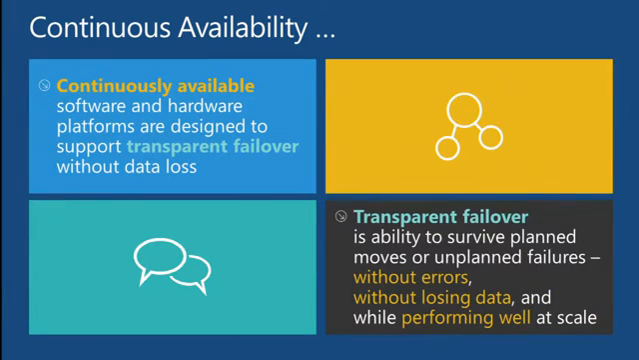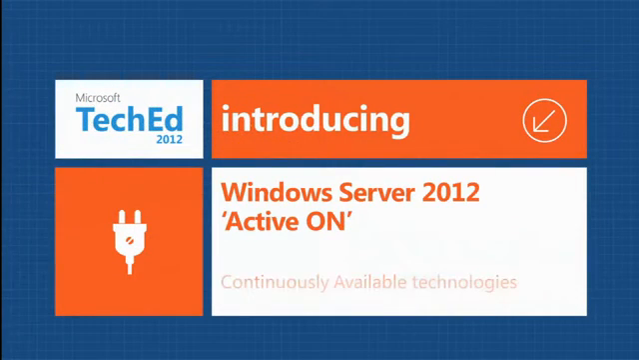Transparent failover means the user or the consumer of that service, whether it's software or human, shouldn't have to worry about it. So if a component fails over, the system should take care of that, should be able to survive planned or unplanned events without data loss and without the consumer of the service being interrupted. So with that goal, let's go talk about some of the things that we did in Windows Server 2012.